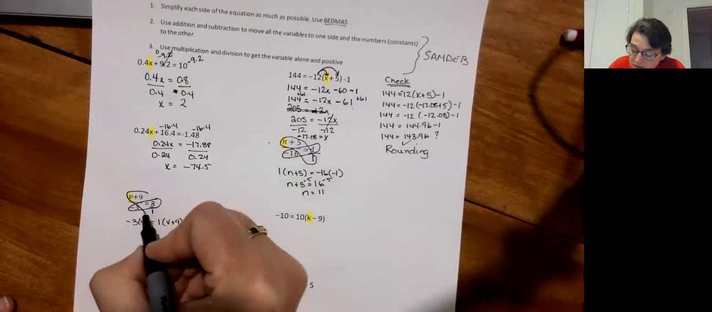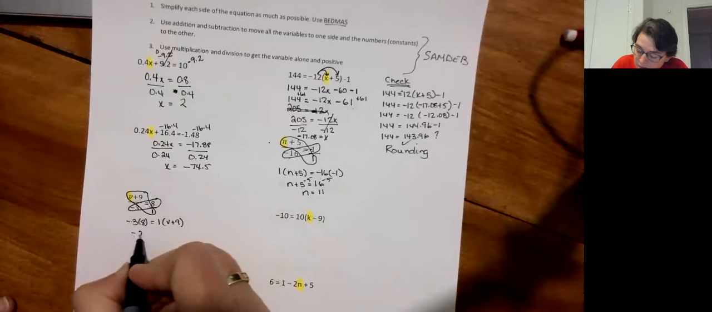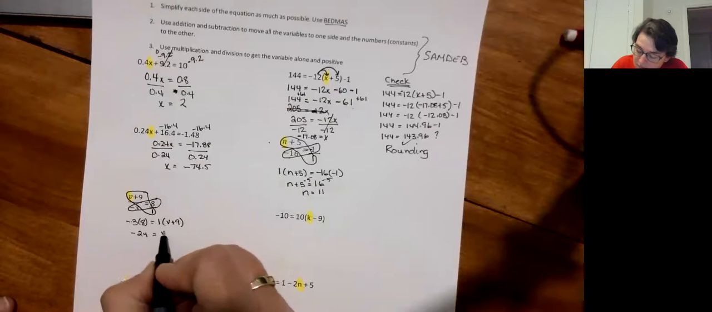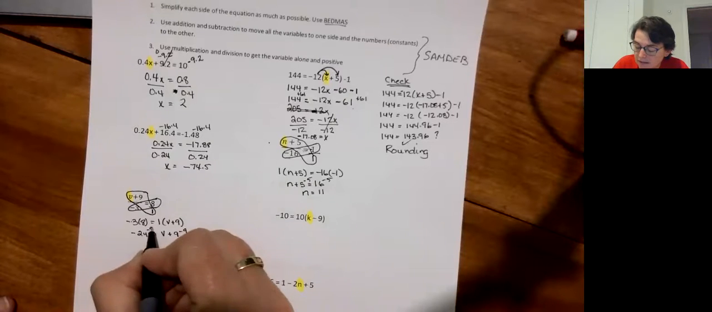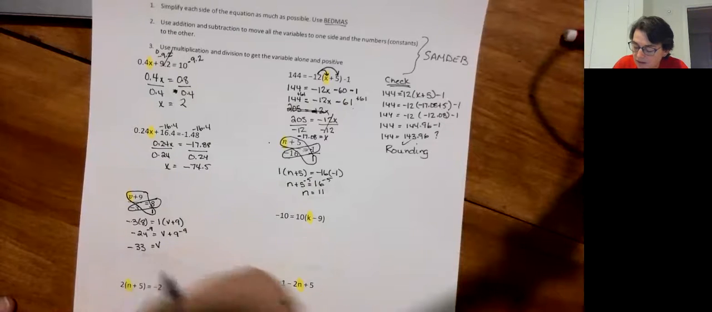Whichever one comes first, it's an equality, so it's all good. So negative 3 times 8 is negative 24. And 1 times b plus 9 is just going to be b plus 9, minus 9, minus 9. So b is equal to negative 33.